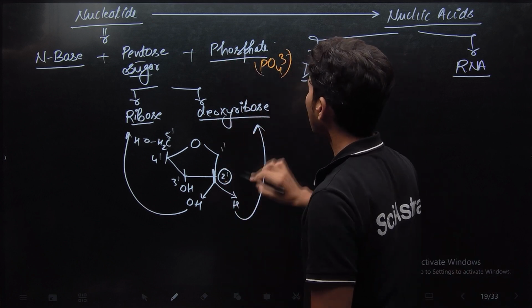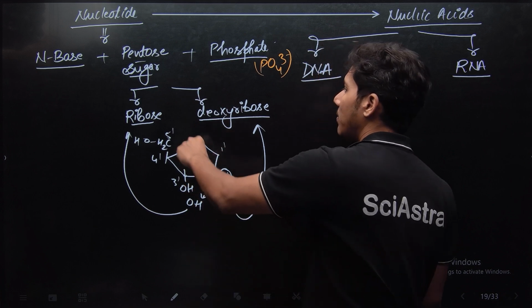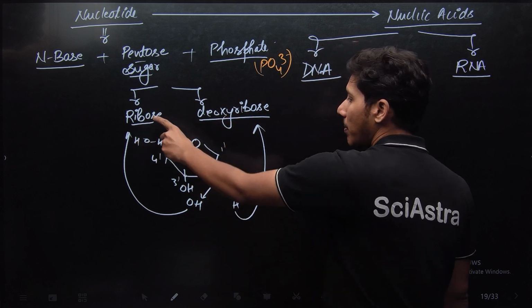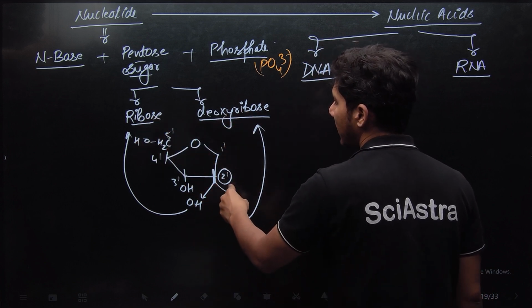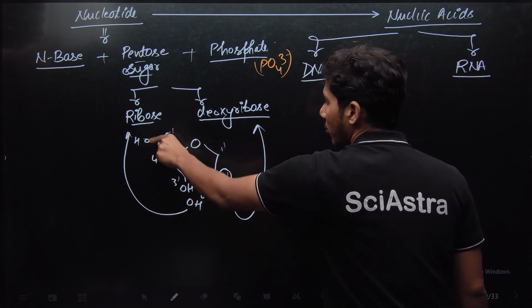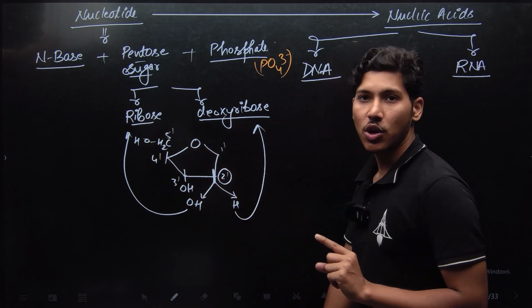This pentose sugar is of two types, ribose and deoxyribose, on the basis of whether the 2' position has H or OH. If it has OH, then it is ribose. If it has H, then it is deoxyribose.